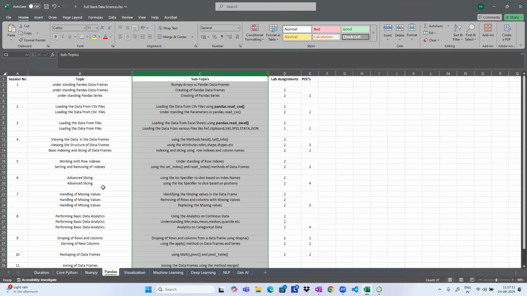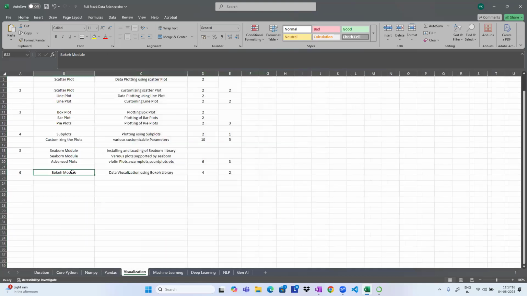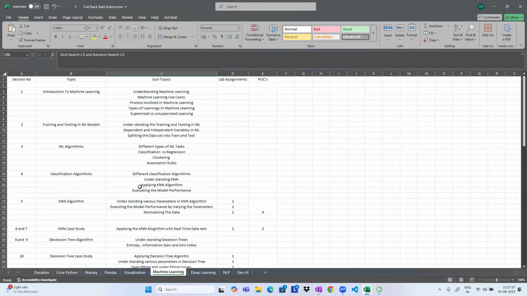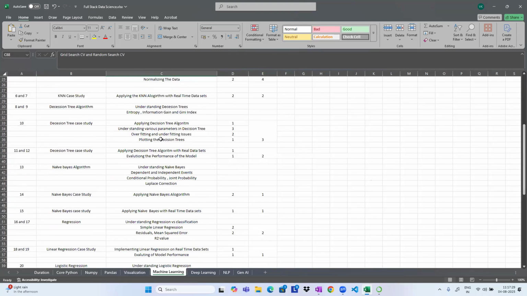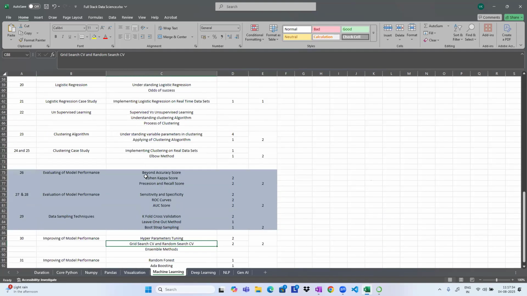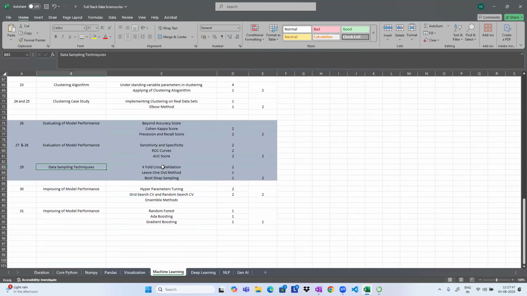Then pandas, all the pandas related concepts we are going to work on. Visualizations, guys: matplotlib visualizations, and Seaborn, what the Seaborn library means. Machine learning, the different types of algorithms we are going to learn. Evaluation of model performance beyond accuracy score: sensitivity, specificity, ROC curves, AUC, data sampling techniques. These are very important topics, guys.